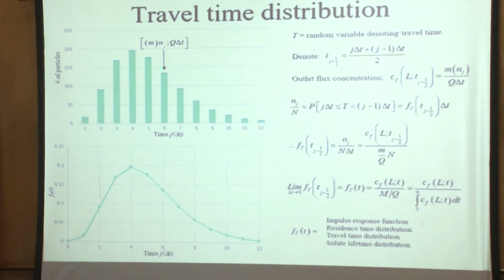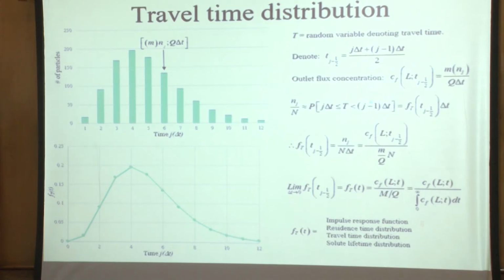So if n sub j particles came out during this delta t time interval, out of a total of capital N particles that were added, my estimate is, and you must correct this in your notes, this is supposed to be j minus 1 delta t less than capital T less than j delta t, not the other way around. j should not be less than j minus 1.